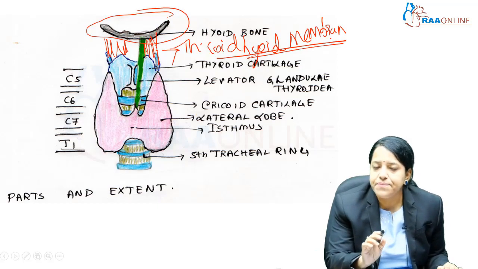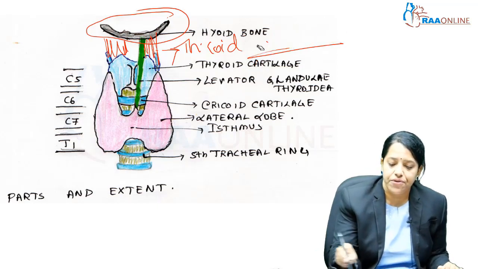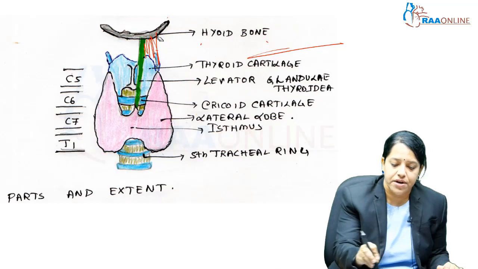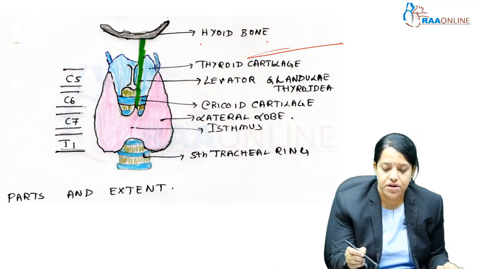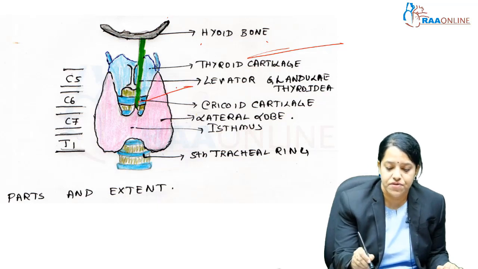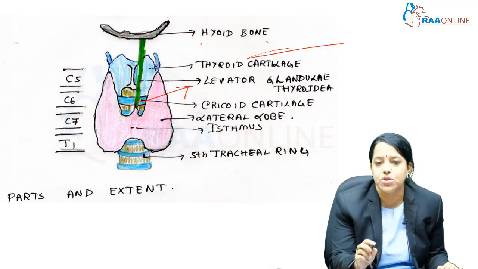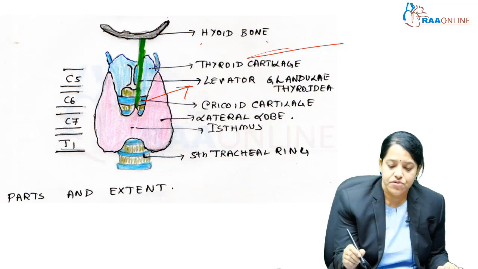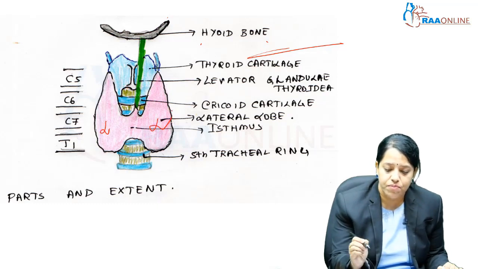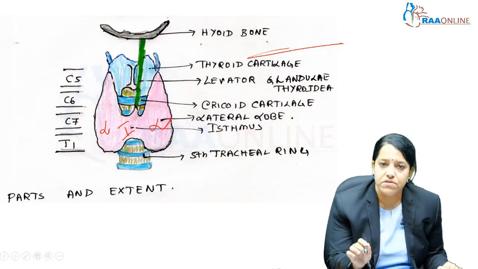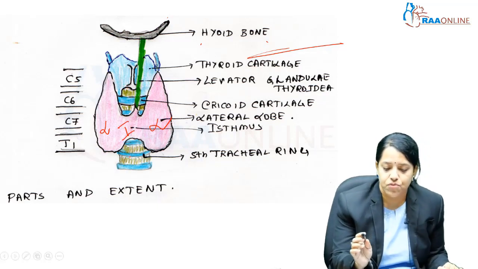Once we see the thyrohyoid membrane and the thyroid cartilage, below the thyroid cartilage you get the cricoid cartilage. So this is the cricoid cartilage, and we have the cricothyroid membrane. This is the cricoid cartilage which has been already mentioned. Now you can see over here the thyroid gland has one lobe, this is the second lateral lobe, and this is the isthmus of the thyroid gland. So whatever I have explained is shown over here.